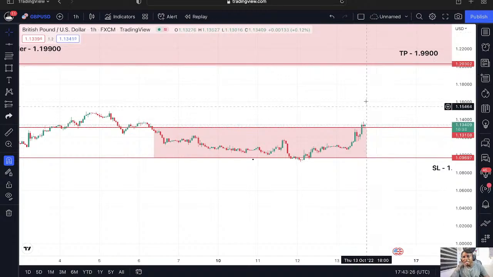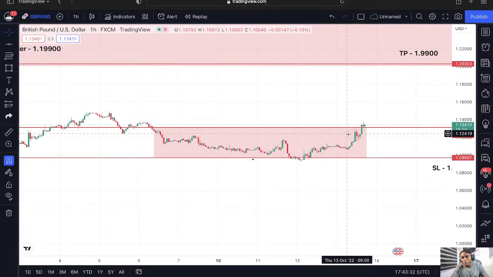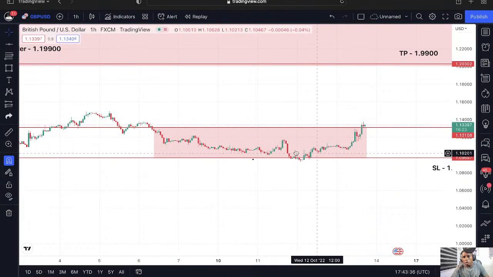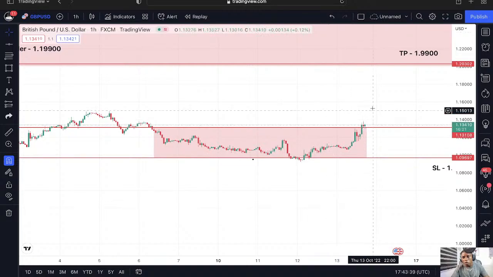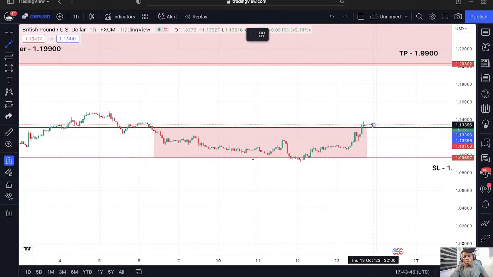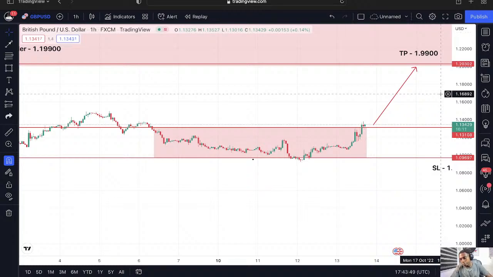Yes, so what about selling? You can only sell when price has gotten here. Right now, looking at the 1 hour time frame, we can see that price has broken out of this ranging box. That's giving us a signal that price is going up.